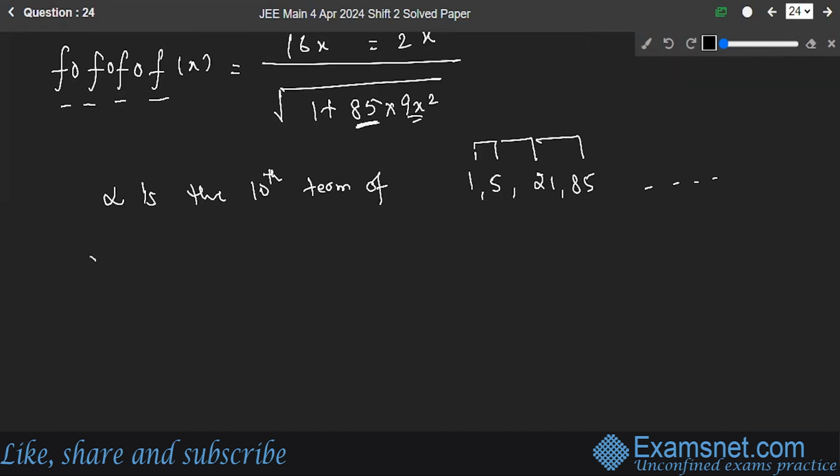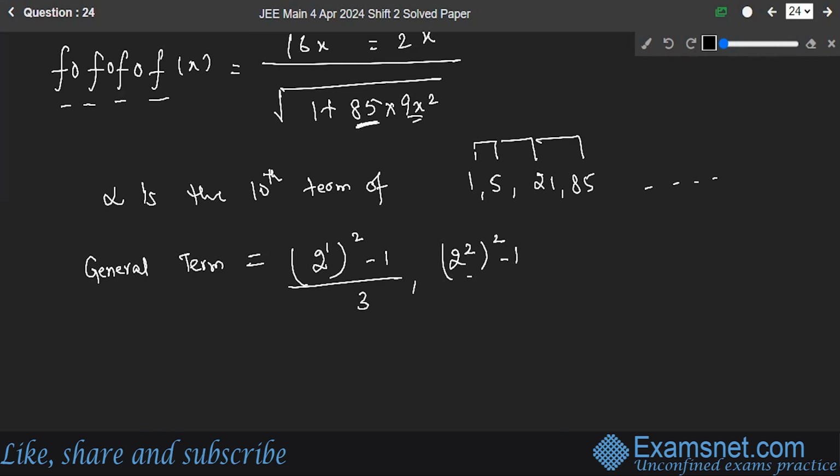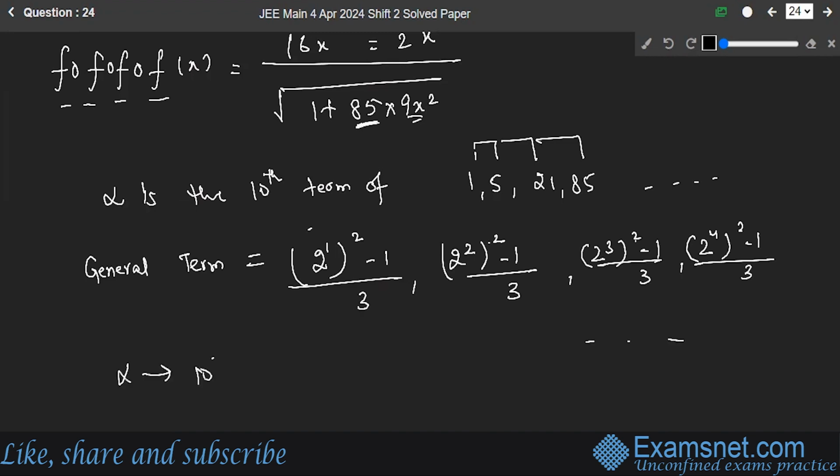So the general term here is 2 part 1, like the first term. Okay, general term I'll discuss later. First is 2 part 1, minus 1 upon 3. Second term, 2 part 2 square minus 1 upon 3. 2 part 3 square minus 1 upon 3. 2 part 4 square minus 1 upon 3. So on. Now, this was your first term, second term, third term, fourth term. So alpha is your 10th term.